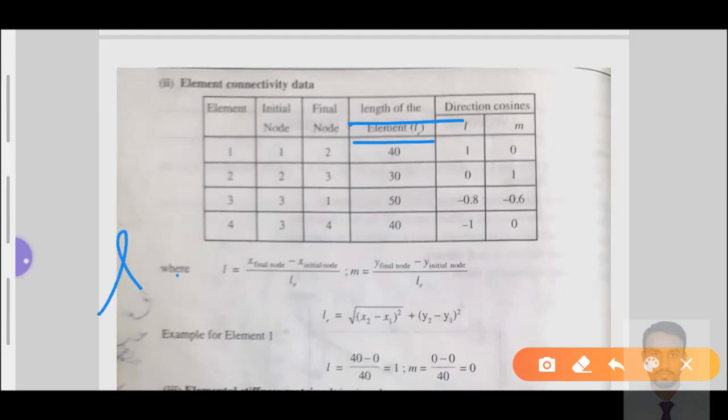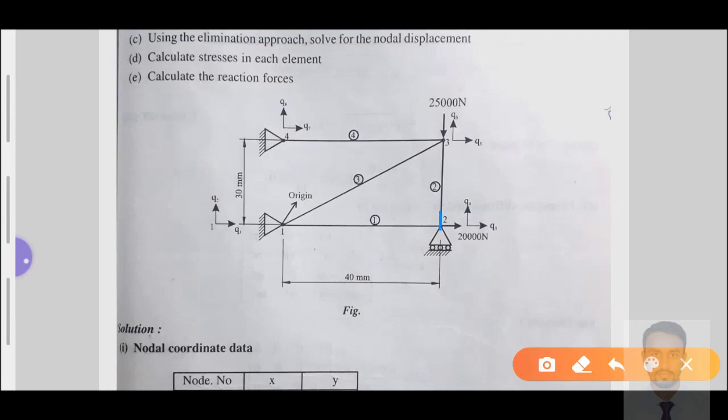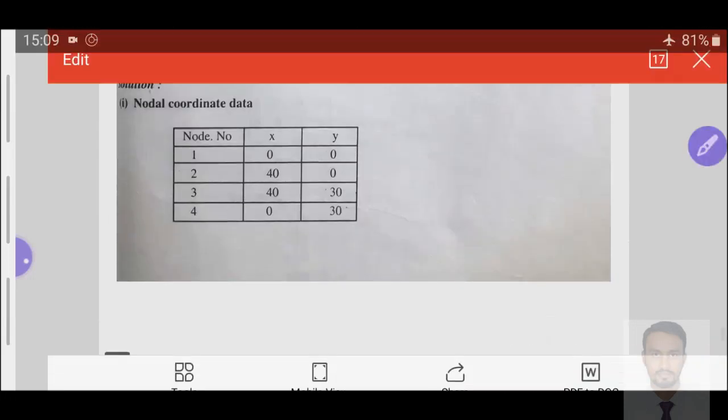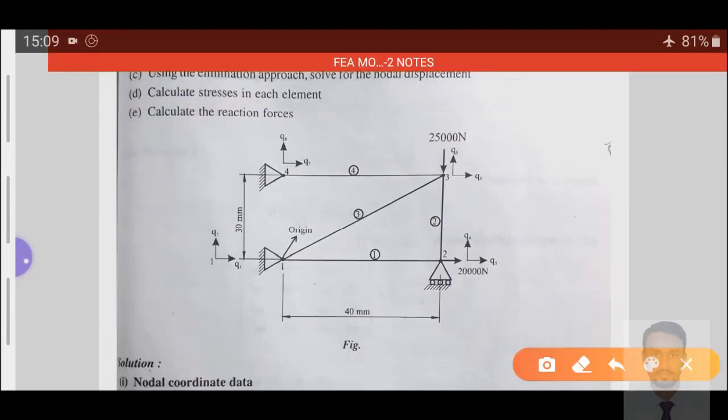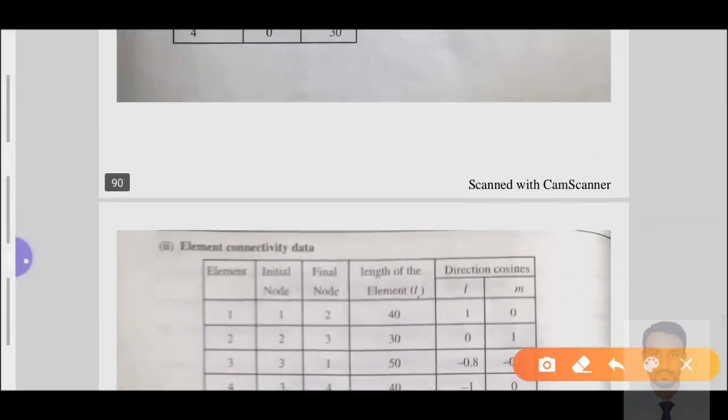Length of the element, LE. What is the length of element number 1? This is LE1, the length of element number 1, which is parallel to this horizontal length, 40 mm. No need to find it, just directly substitute 40 here. And similarly, the length of element number 2 is equal to 30 mm. This one we have directly substituted here as 30.